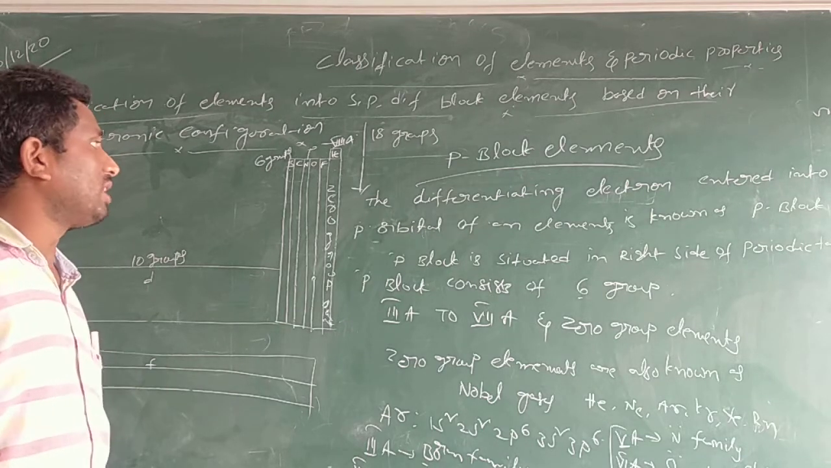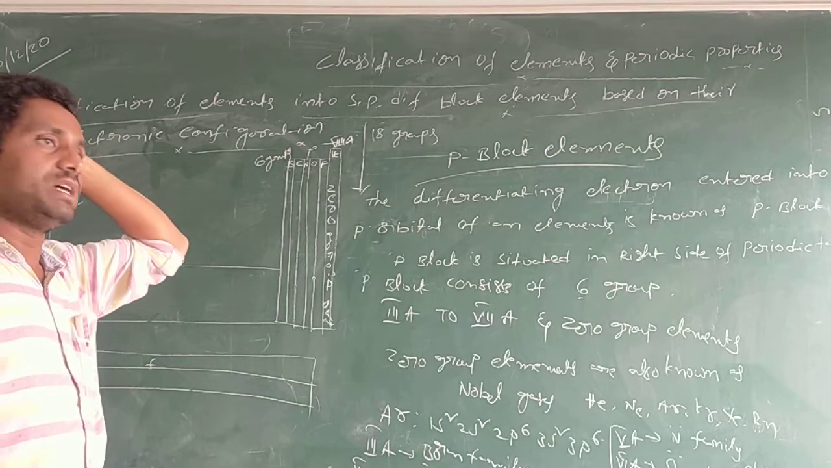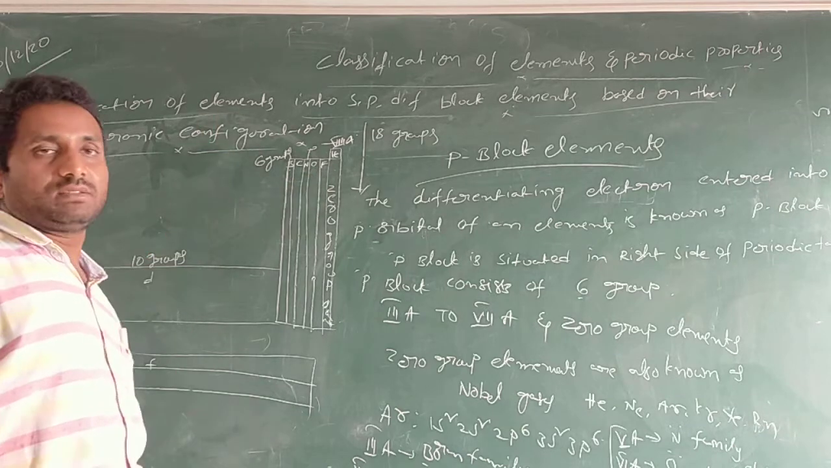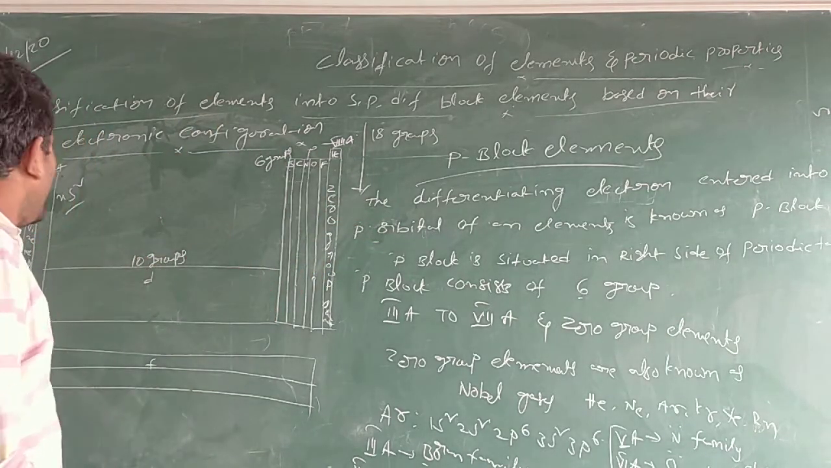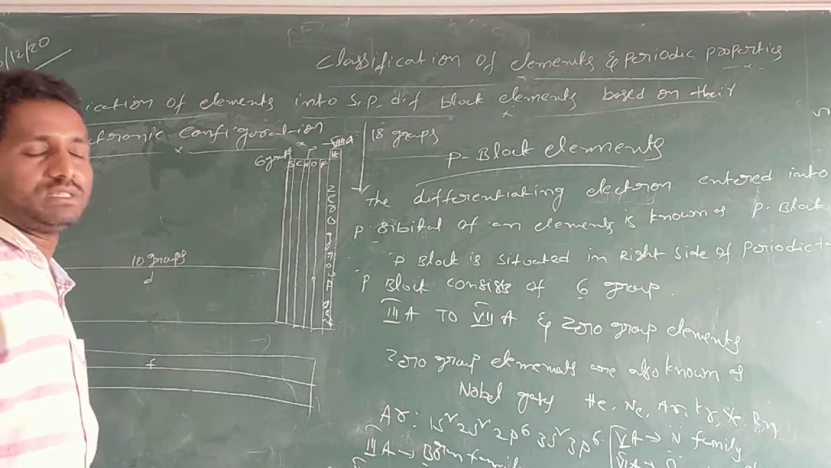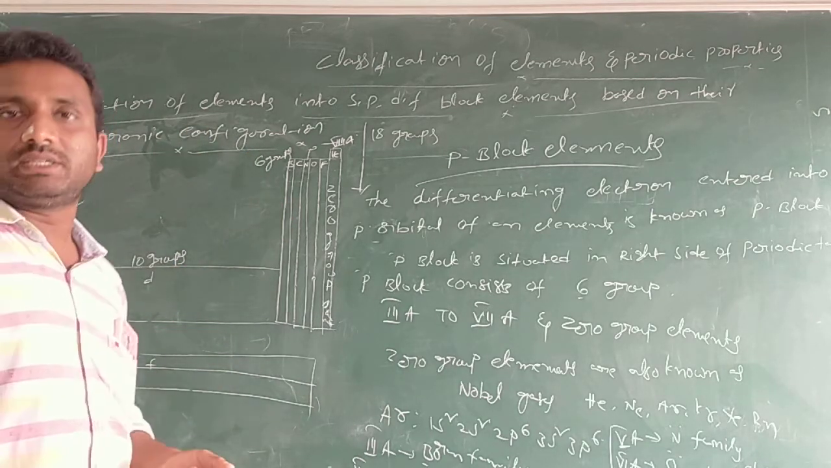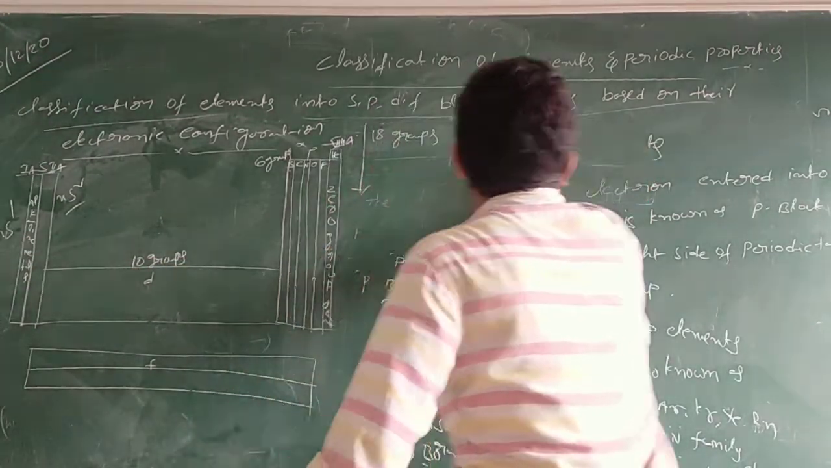The P block elements are arranged on the right side of the periodic table. These have highly electronegative elements. Electronegativity increases. S block elements are highly electropositive, and P block elements are highly electronegative. So these are the P block elements. Next, we will discuss D block elements.